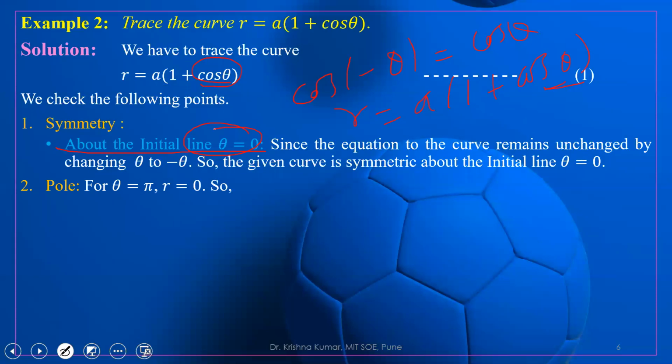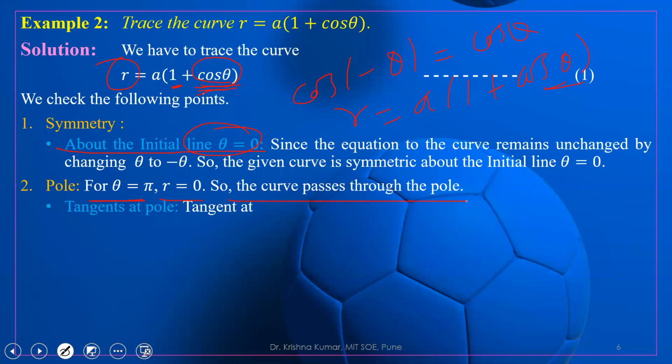Similarly, does it pass through the pole or not? Clearly if you put theta equal to pi, what is cos pi? Cos pi is minus 1. So minus 1 plus 1 is 0. So the value of r is 0. So clearly if you put theta equal to pi, r is 0. So the curve passes through the pole.